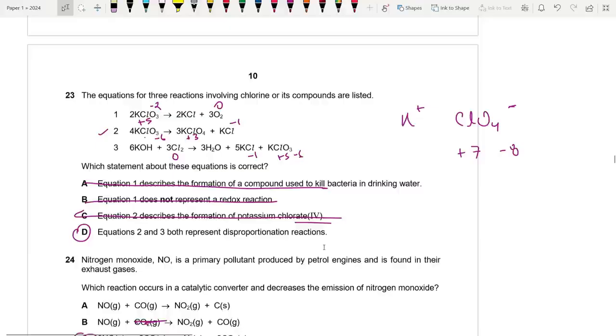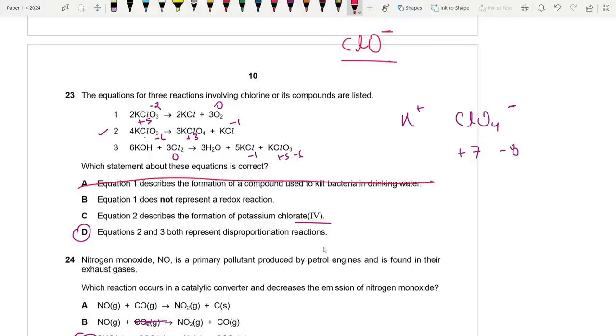We are at question 23 now. The equations for 3 reactions involving chlorine or its compounds are listed. Equation 1 describes the formation of a compound used to kill bacteria in drinking water. Not really. If we got the ion ClO⁻, chlorate(I), I don't get that. That's the bleaching agent actually. Since it's not there, it cannot actually kill bacteria. It's in bleaching powder. Equation 1 does not represent a redox reaction.